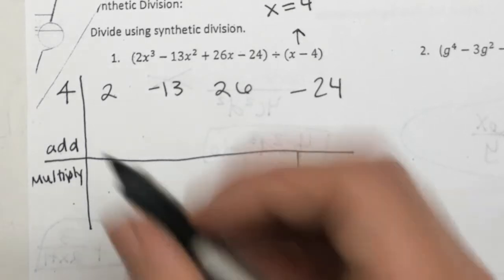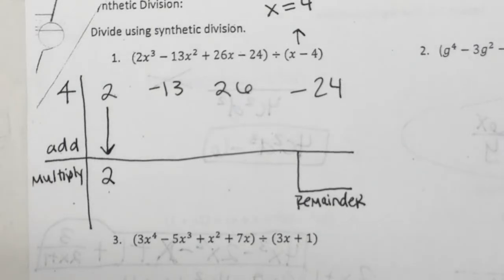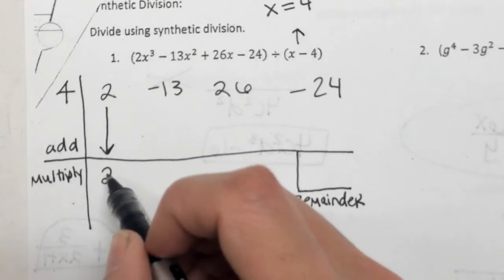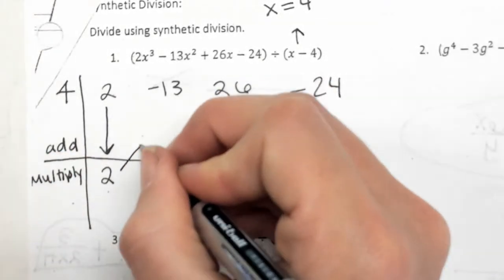First step in synthetic division, always bring this number down below the line. 2. Now you are going to multiply this 2 times whatever's on the outside. So 4 times 2, put the 8 right here.